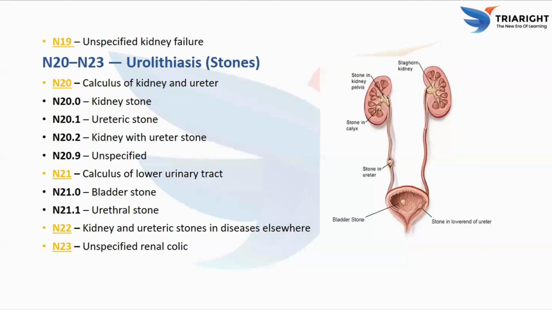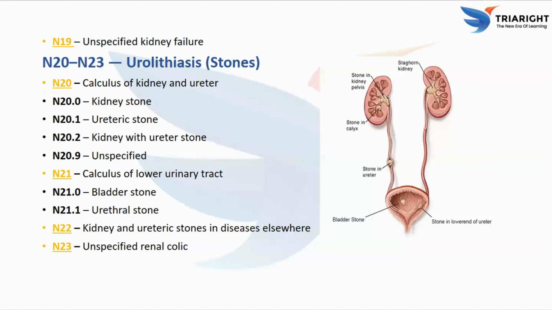So next is N21.1, for which you have to assign the urethral stone. This is very rare. Urethral stone is very rare. So stone stuck in the urethra, what will be the symptoms? Severe pain, urinary retention and dribbling. So you have to assign code N21 for calculus of lower urinary tract, which includes both the bladder stone as well as the urethral stone.